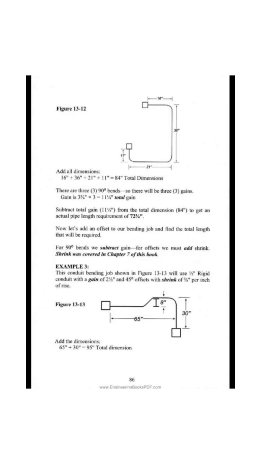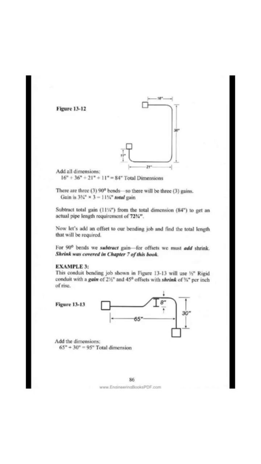Now let's add an offset to our bending job and find the total length that will be required. For 90 degree bends we subtract gain; for offsets we must add shrink. Shrink was covered in Chapter 7.0 of this book. Example 3. This conduit bending job shown in Figure 13-13 will use 1/2 rigid conduit with a gain of 2.5 and 45 degree offsets with shrink of 3/8 per inch of rise.